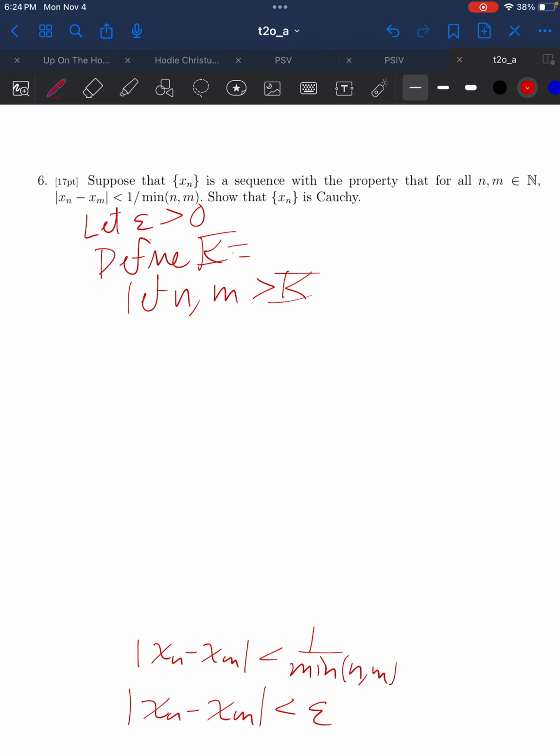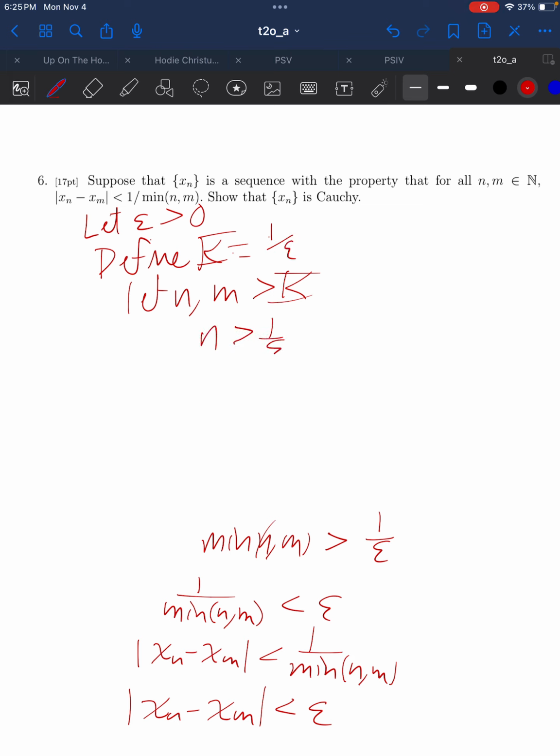So it would suffice if we could show that 1 over min of n and m is less than epsilon, which is the same as showing that the minimum of n and m is greater than 1 over epsilon. So we just need n and m to both be bigger than 1 over epsilon. So we make k equal to 1 over epsilon. And so n is greater than 1 over epsilon, m is greater than 1 over epsilon. So the minimum is, and we're done. Okay? Really was a quite simple argument.